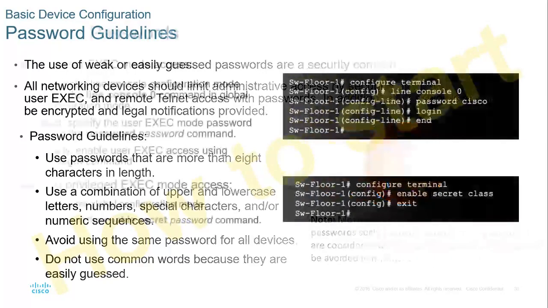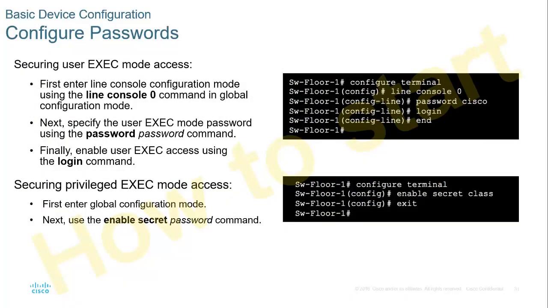So let's talk about how we configure passwords. We can configure a plain text password by using the command password and then the password we want to set. However, this is not very secure. Here we're configuring a basic password for line console 0. We set the password to cisco, and we set it to login. When we go to actually connect, this is the password we connect with.